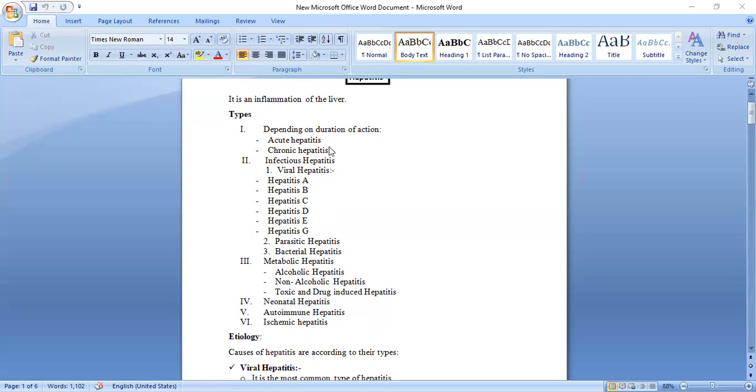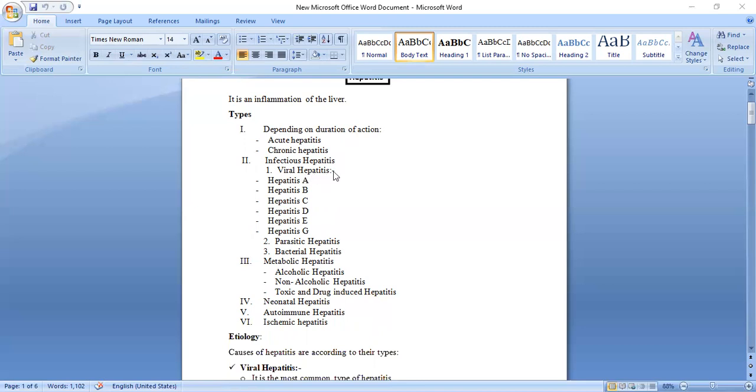Acute means what? The duration is less. Chronic means long duration. So according to the duration, there are two types of hepatitis: acute hepatitis and chronic hepatitis. Okay. Second one, infectious hepatitis.